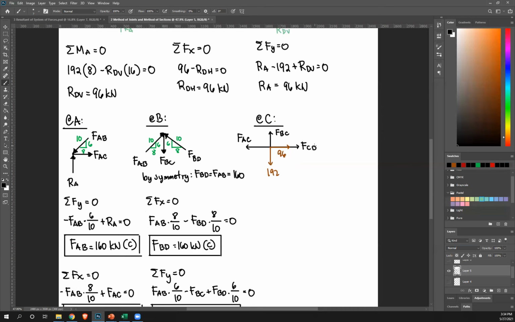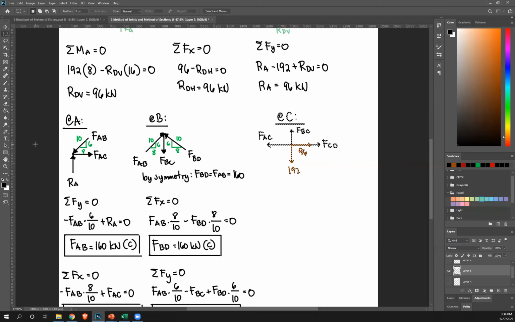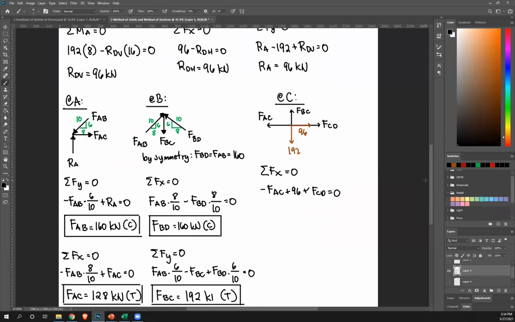So to solve for that, we can just use summation of forces. Summation of forces X equals 0. Negative FAC, since to the left, both to the right, so positive 96 plus FCD equals 0. Knowing that FAC is 128, please solve what's FCD.